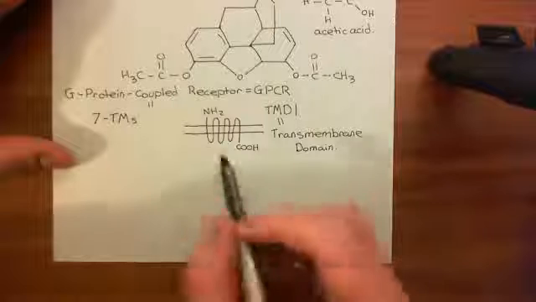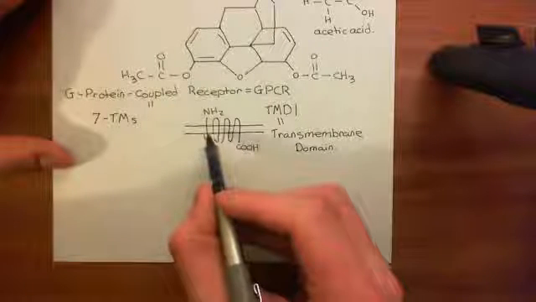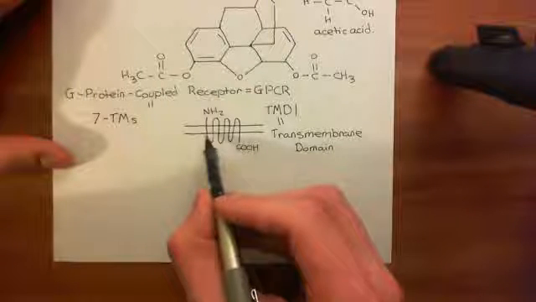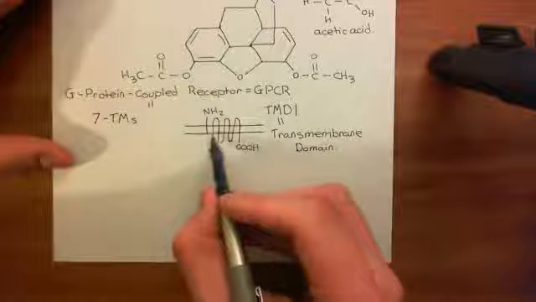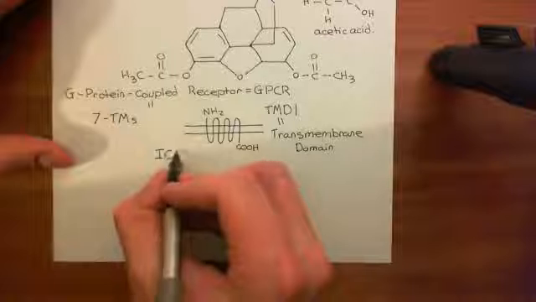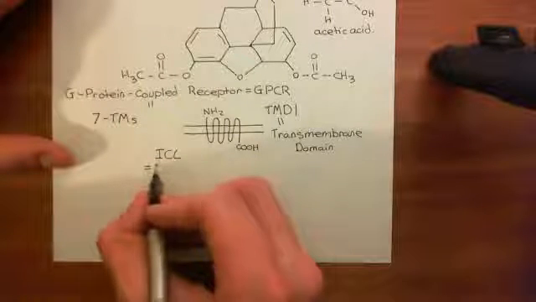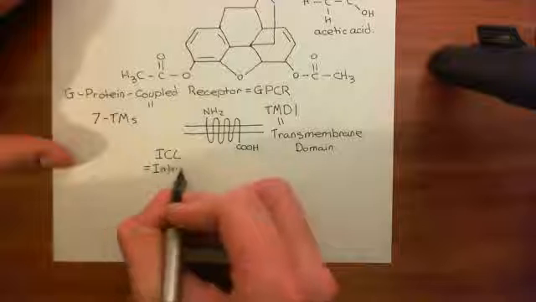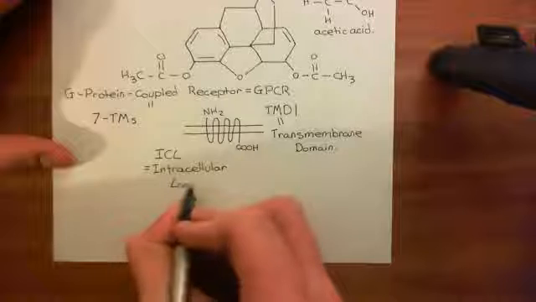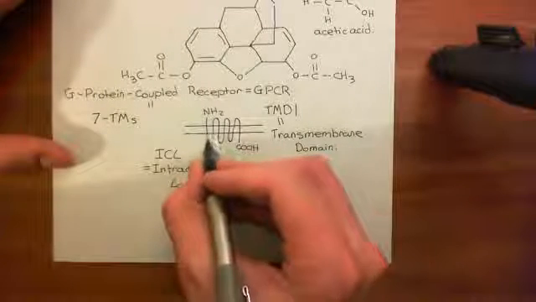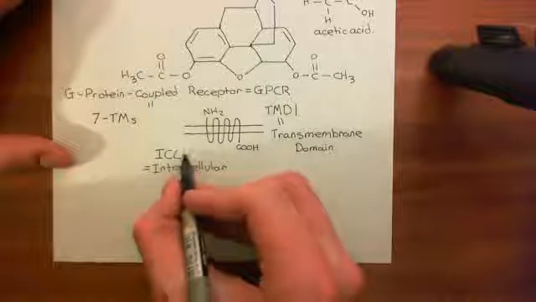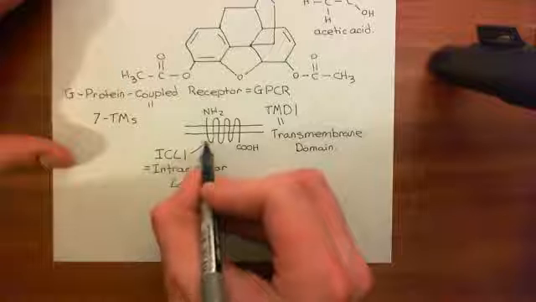Now you also have these loops between the transmembrane domains. So you have 3 of these loops here that are on the intracellular side. So 1, 2, 3. And these are labelled intracellular loop. And for short, intracellular loop can be abbreviated to ICL. So the I is for intra, the C is for cellular, and then the L is for loop. So you have the first intracellular loop, which is this one between the first transmembrane domain and the second transmembrane domain, and this will be called intracellular loop 1, or ICL1.